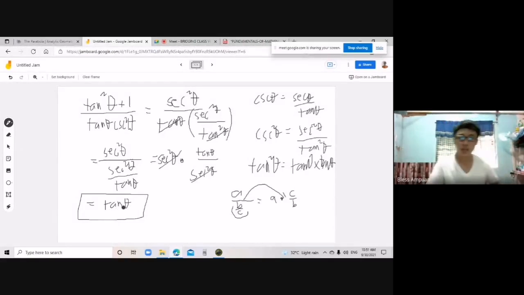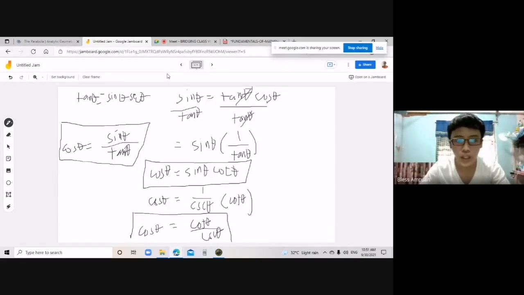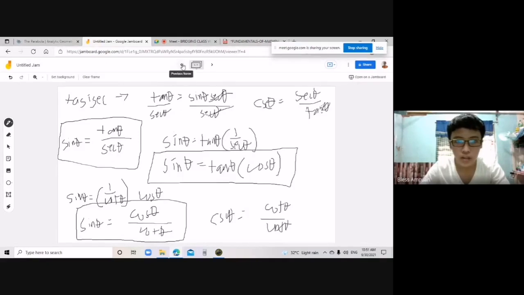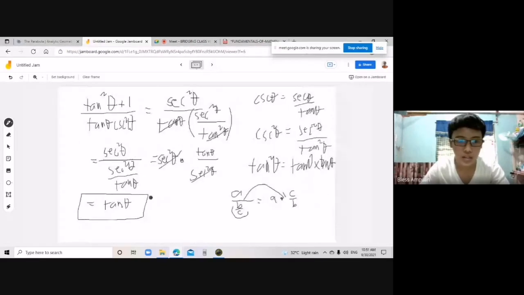Sir, it can still be rewritten using the formula for tangent, which is sine theta over cosine theta. But this is already our final answer because this is already the simplest form, or it is already simplified.